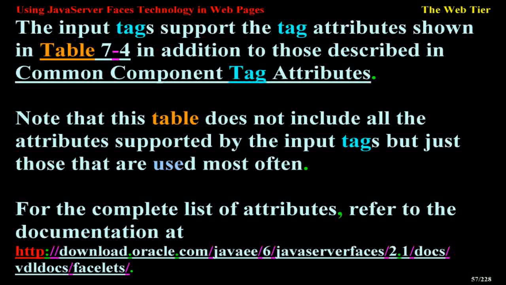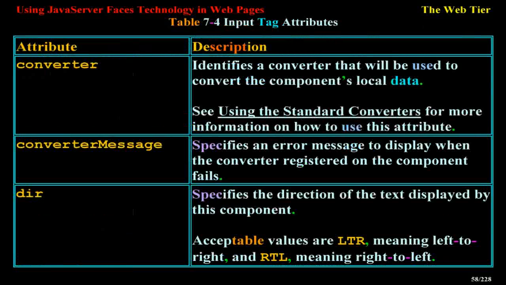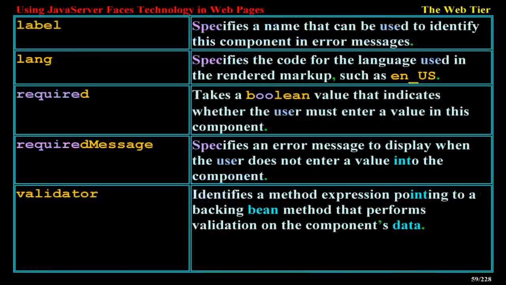Table 7-4 Input Tag Attributes. Attribute, Description. converter identifies a converter that will be used to convert the component's local data. See Using the Standard Converters for more information on how to use this attribute. converterMessage specifies an error message to display when the converter registered on the component fails. dir specifies the direction of the text displayed by this component. Acceptable values are LTR, meaning left to right, and RTL, meaning right to left. label specifies a name that can be used to identify this component in error messages.